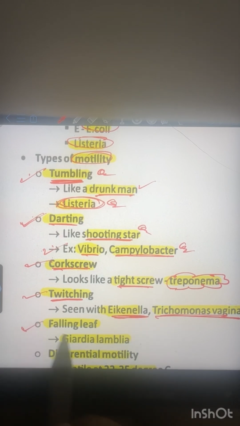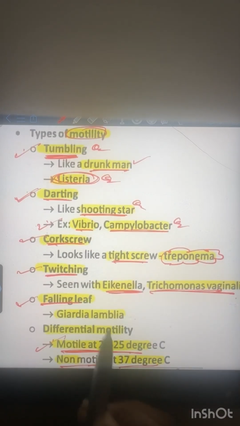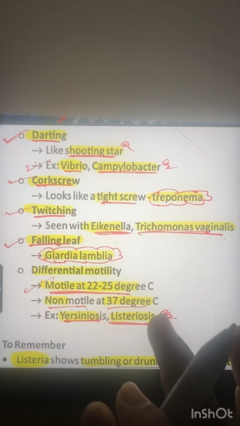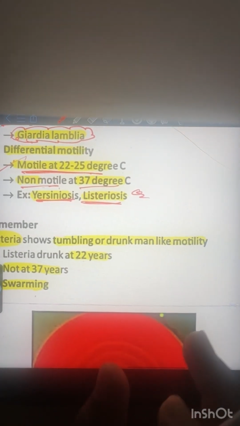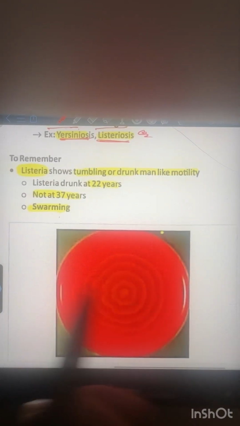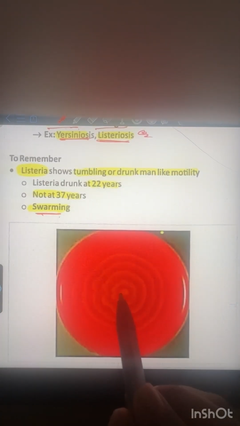Coming to falling leaf, girta hua leaf. Falling leaf is Giardia lamblia. And now coming to what is swarming. And actually, guys, the picture that has been shown over here is a picture of a swarming motility. Something that is going round and round like this. That is concentric circles. That is swarming motility.